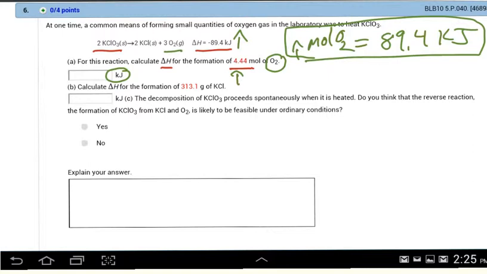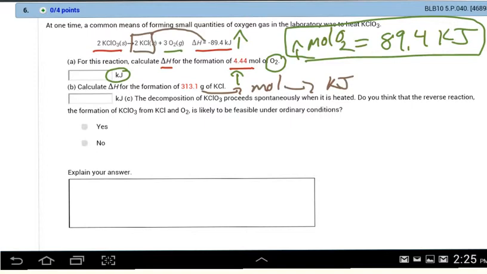Alright, now let's see, B, calculate delta H for the formation of 313 grams of KCl. So now they're focused on the KCl. So the energy conversion factor is going to be 2 moles of KCl to 89.4 kilojoules. And you're probably going to have to convert grams to moles and then moles to kilojoules using that new energy conversion factor.